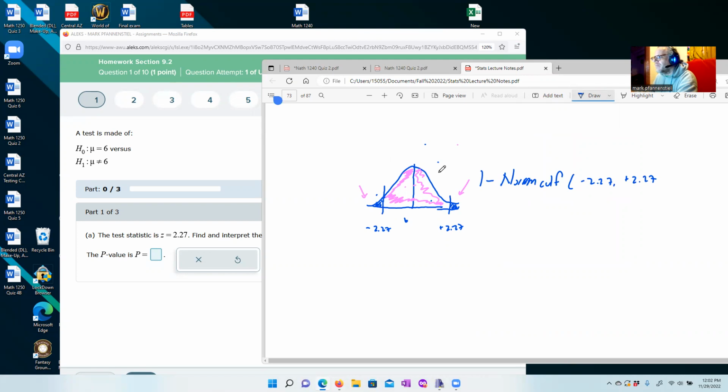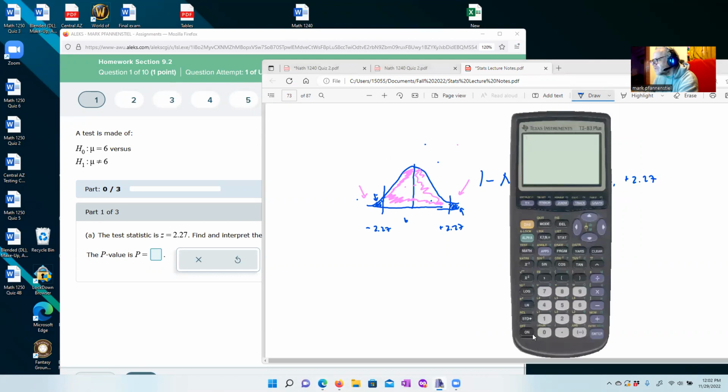The hardest part about this chapter is remembering that if it's a two-sided test, you have to include this part and that part. So if we take 1 minus the edges here, we're pretty much taking the middle slice and getting rid of this part. How do I do that? It's been a while, so we're going to go back here.